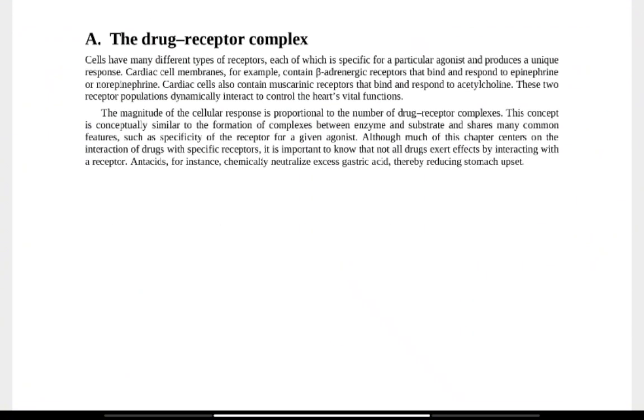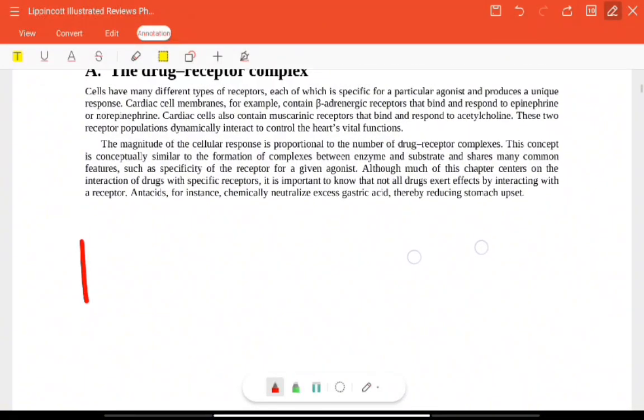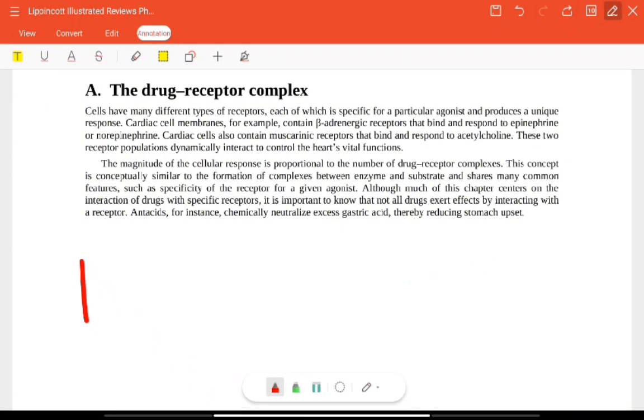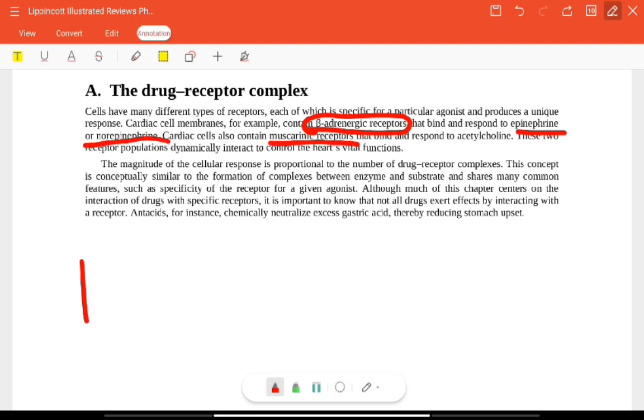Now, the drug and receptor complex. Cells have many different types of receptors. There is a drug receptor complex. Cardiac cell membranes, for example, have beta adrenergic receptors, which we will also study in the CVS chapters. These receptors will bind and respond to epinephrine or norepinephrine. Cardiac cells also contain muscarinic receptors, which bind to acetylcholine. These two receptors will control the heart's vital functions.